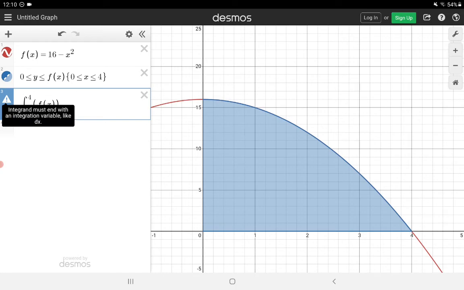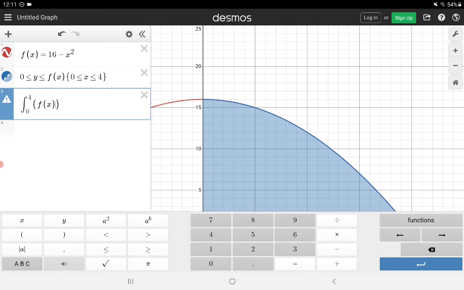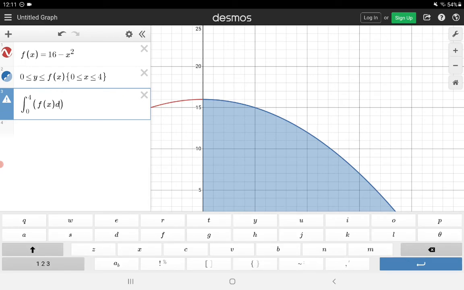Integrand, hey, remember that word? The stuff inside the integral? Integrand must end with an integration variable like d of x. Oh yeah, remember when I said that d of x was important? And it's a reminder of what variable we're using? Hey, Desmos cares about that too. So that's telling me in here, in the parentheses, I just have to type a dx at the end. Oh, oops, sorry, I'll put it outside the parentheses. And hey, look at that, 42.6.